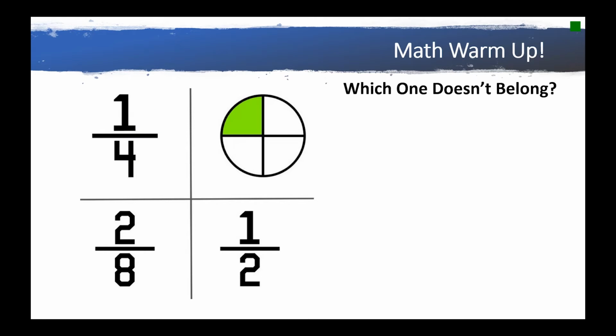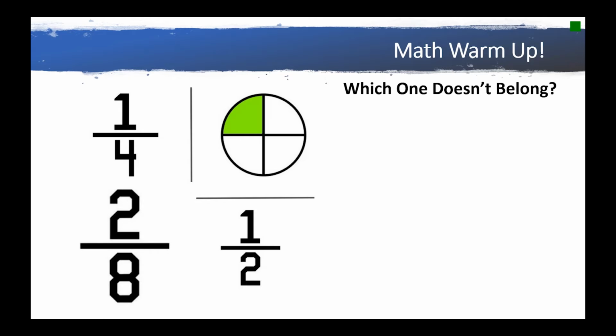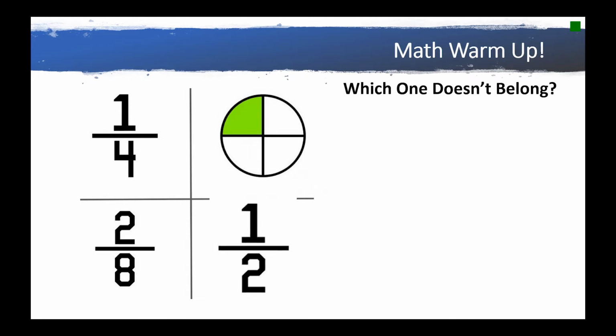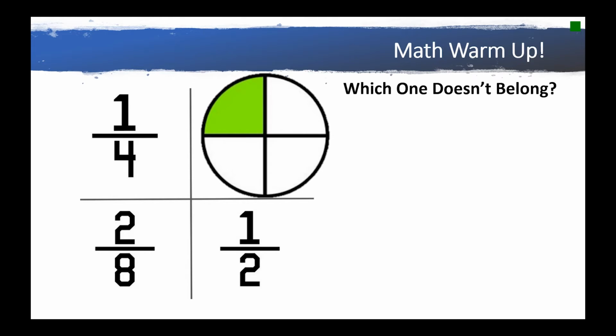Let's try another one. Which one doesn't belong and why? Did you think 2/8 doesn't belong because its numerator is not a 1? Or maybe you thought 1/2 doesn't belong because you discovered that the rest are equivalent to 1/4. Or did you choose this one because it's not numbers? All of these fractions could be defended mathematically as the one that doesn't belong.